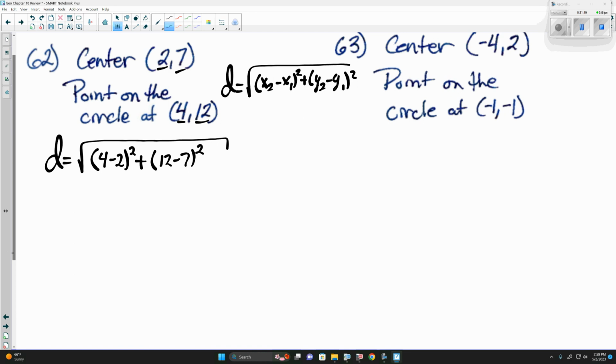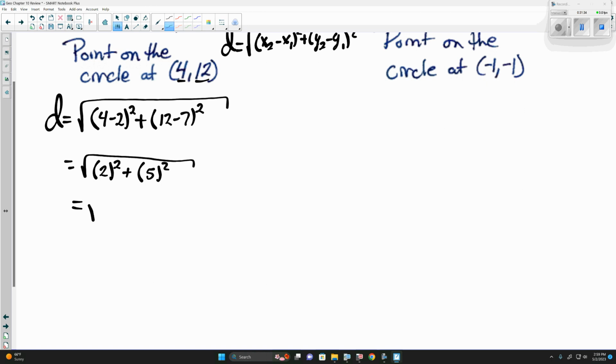Now at this point here, if you want to plug the entire thing into the calculator, you can. If we do it by hand, 4 minus 2 is 2. Plus 12 minus 7 is 5. 2 squared is 4, 5 squared is 25. So that gives us the square root of 29. Now it doesn't reduce, but it does tell us that the radius is the square root of 29.